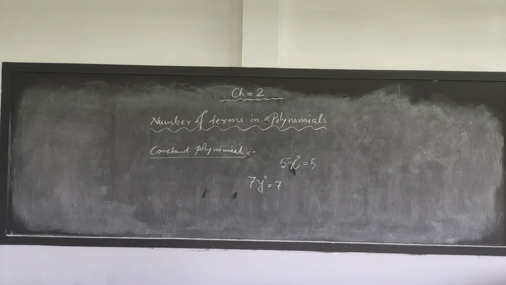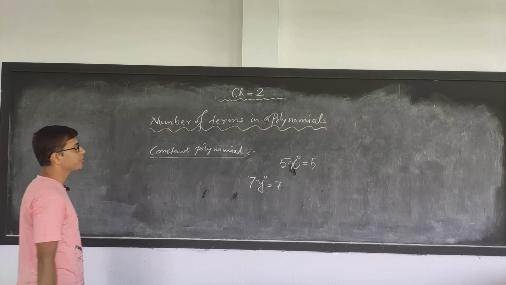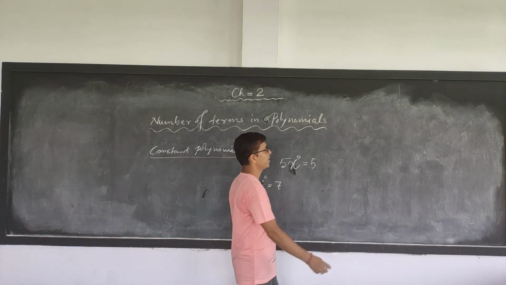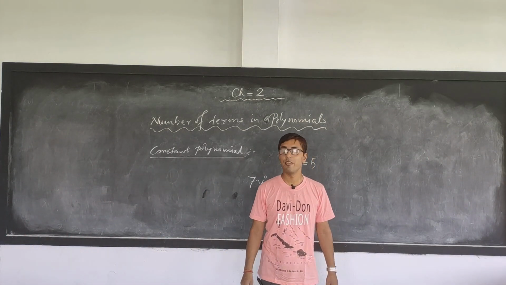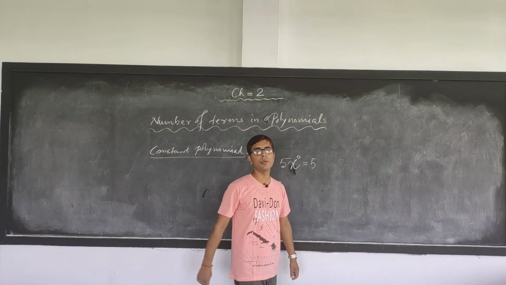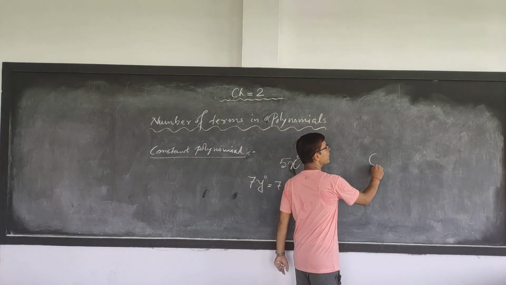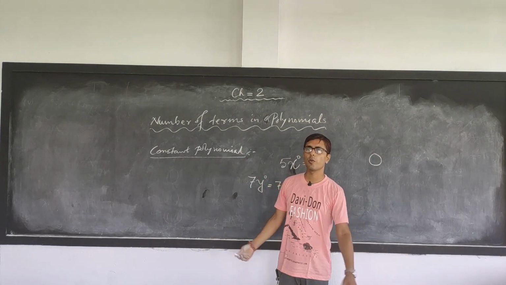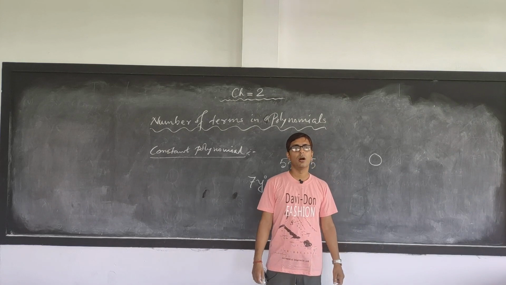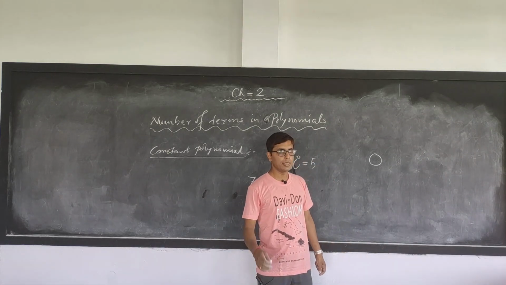Okay, zero polynomial. That means if a polynomial contains only one term, the term is 0 itself. Understood what I said? If a polynomial contains only one term, the term is 0 itself. Then it is called zero polynomial. And what is the degree on the variable? Degree of this polynomial? See, it is not defined.